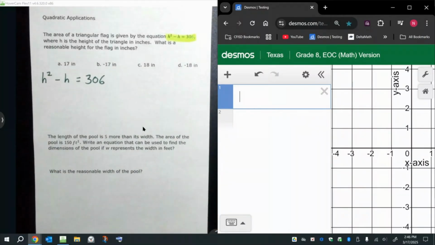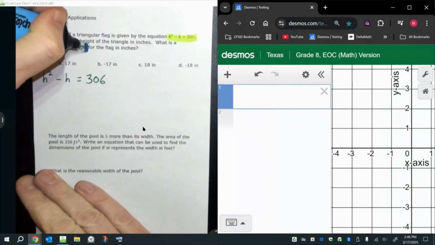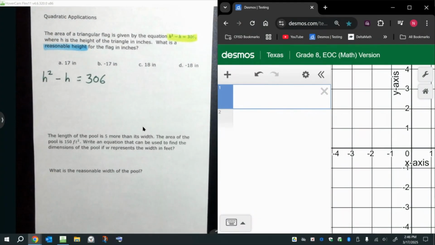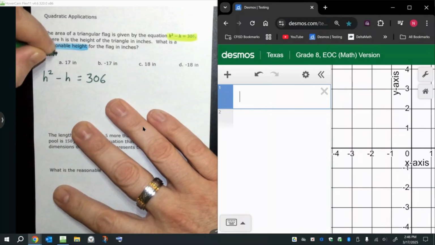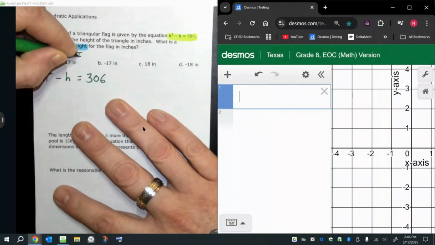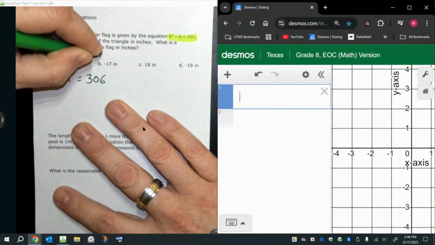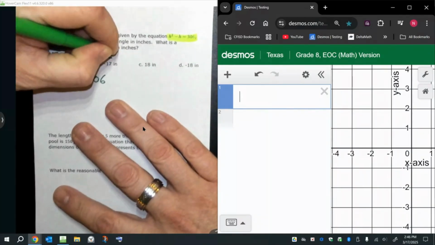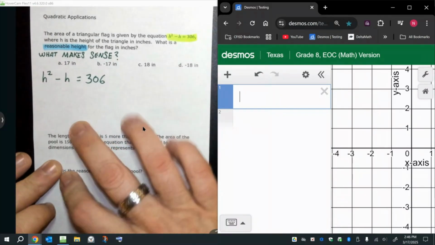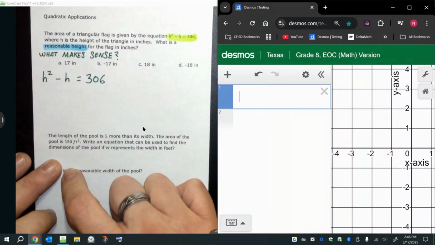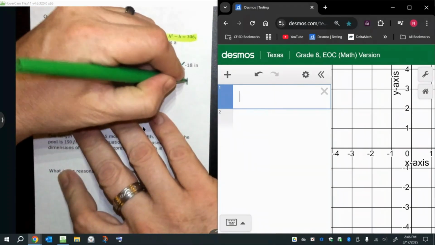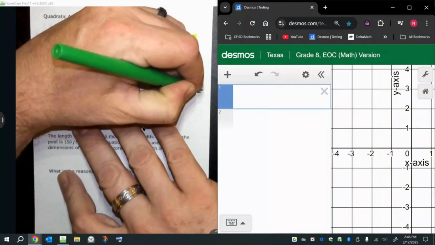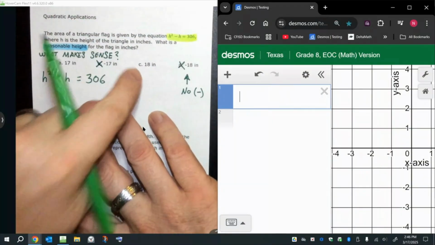Where h is the height of the triangle in inches, and then it wants to know what is the reasonable height for the flag. So basically what we're going to try to find is what makes sense. I don't want an answer choice that doesn't make any sense. In other words, can I have a negative height? No, I can't have a negative height. That's not reasonable. No negatives. All right, so my answer is between 17 and 18.